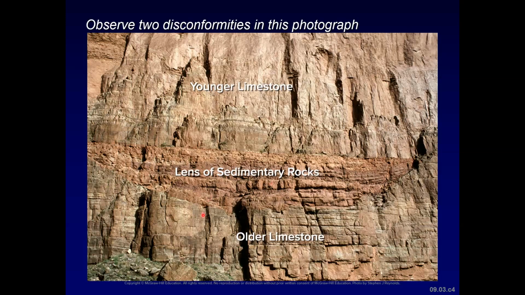You have older limestone, and then there would be erosion, and then more similar rocks deposited on top, and then erosion, and then younger limestone on top of that. So that's disconformity 1 and disconformity 2.